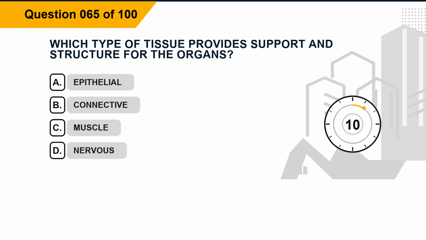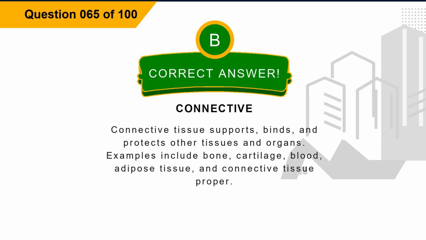Question 65. Which type of tissue provides support and structure for the organs? Option A. Epithelial. Option B. Connective. Option C. Muscle. Option D. Nervous. The correct answer is option B.